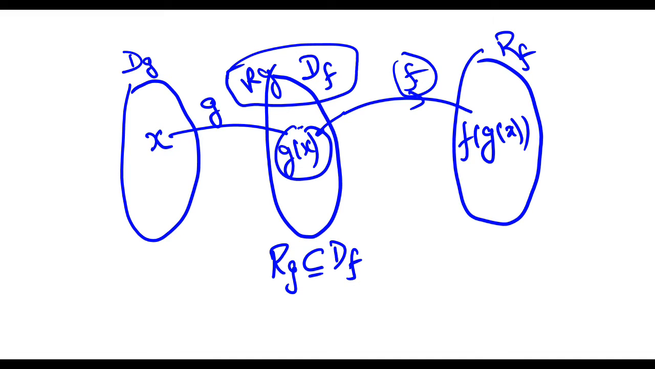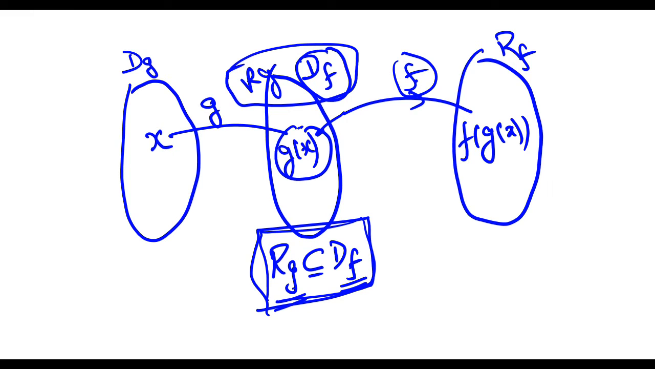If you have a bigger set, then f cannot be operated on g of x. So g of x should be contained in the domain of f. Therefore, the range of g should be inside the domain of f. Unless this happens, you cannot have composition of functions. So this is a general idea. You need to find the range of f, the range of g, the domain of f and the domain of g, and then you know whether the composition is possible by just looking at this condition.